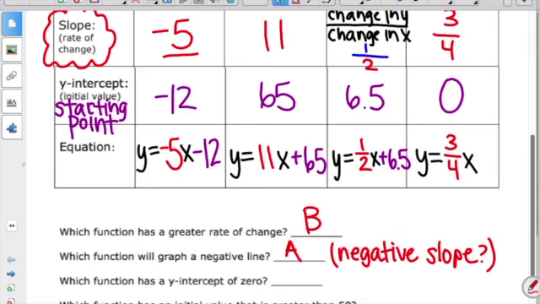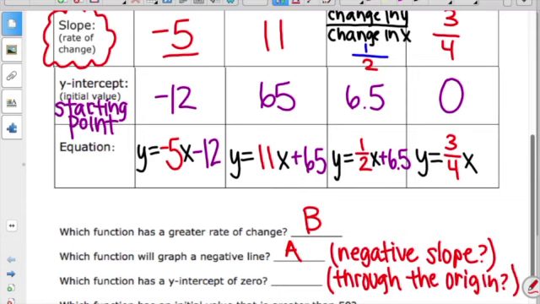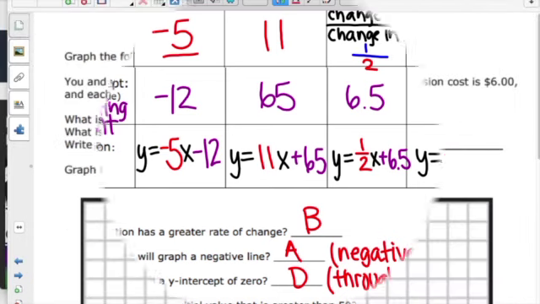The third one, which function has a y-intercept of 0? So which one goes through the origin? And that one is the last one, D. And the fourth one, which function has an initial value that is greater than 50? So on the y-intercept, which one starts at a number greater than 50? That would be our 65, so B.